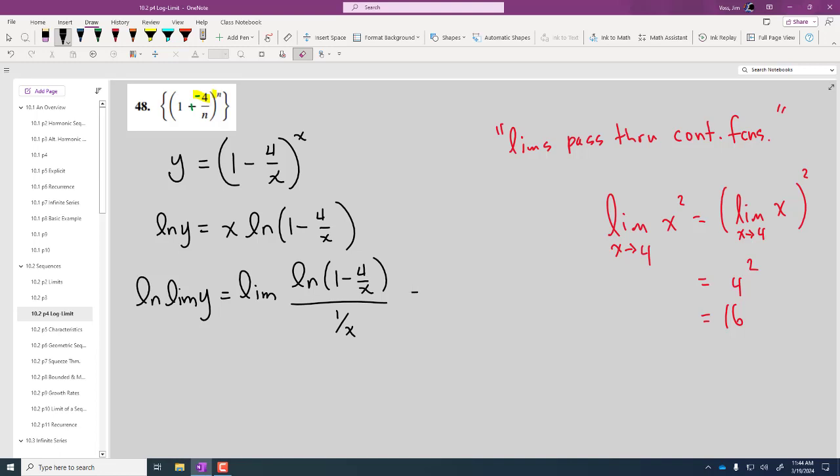Now, are we in L'Hopital form? Let's see. As x goes to infinity, this goes to 0. So certainly we have a 0 there. And what about the numerator? As x goes to infinity, 4 divided by x goes to 0, natural log of 1 is 0, so yeah. We're in L'Hopital land.